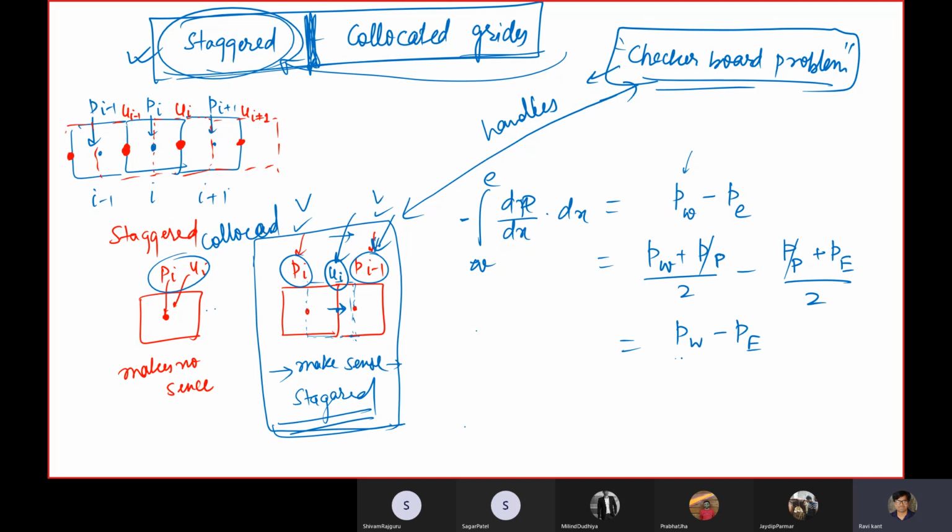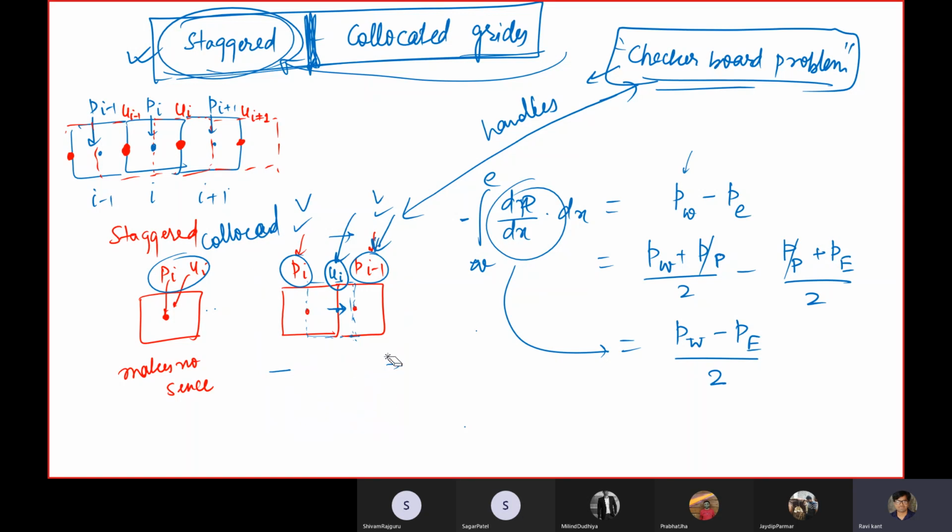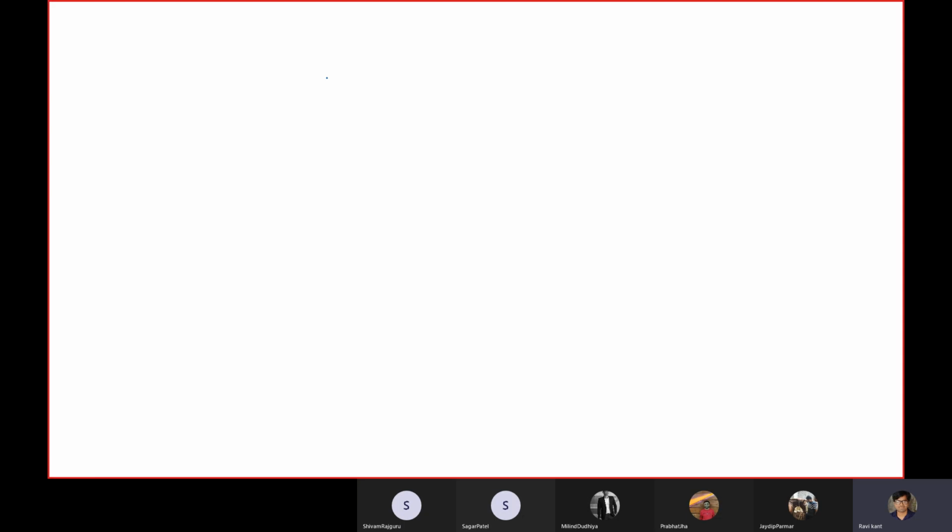This is a very good concept. You need to understand this. So your pressure term is estimated by pressure at the west node and pressure at the east node divided by 2. Okay, now consider a problem which looks something like this. Let's suppose, consider a case. Now we are coming towards the checkerboard problem. Checkerboard problem.